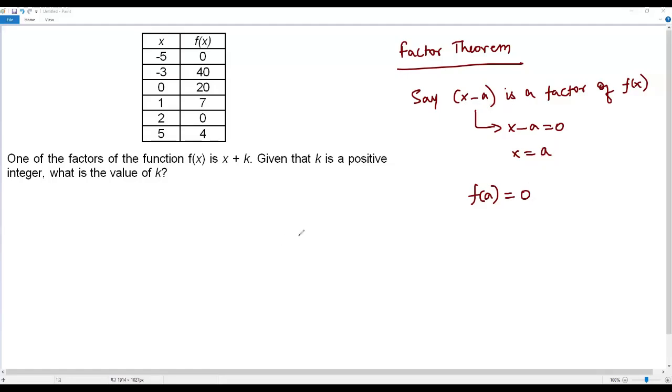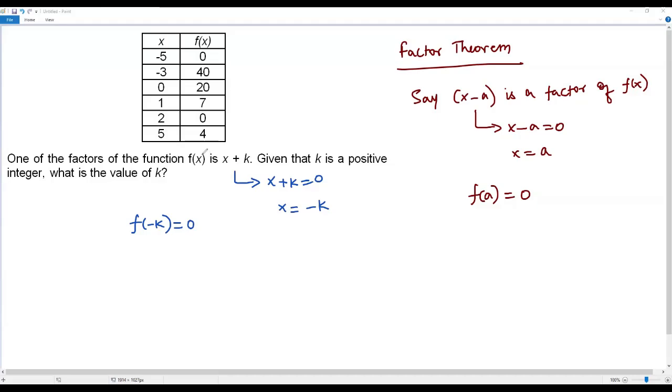Okay, now let's use the factor theorem in this problem. The information says x positive k is one of the factors of f of x. Since x positive k is a factor of this function f of x, first we equate this factor to 0 and solve for x. So when I solve for x, I'm getting x equals negative k. Now, according to the factor theorem, if I plug in x equals negative k into this function, that is f of negative k, it must be equal to 0, because x positive k is a factor of this polynomial function f of x.